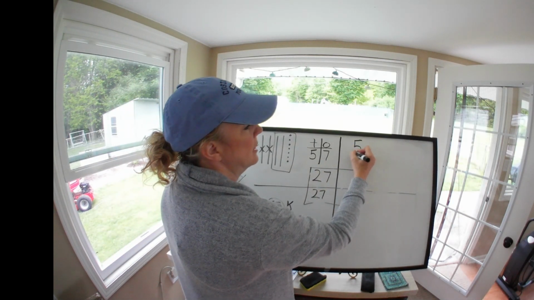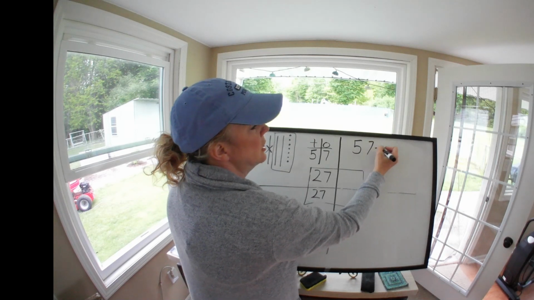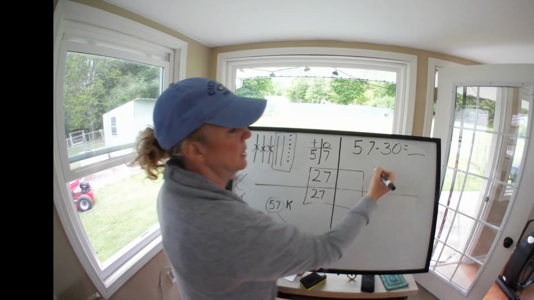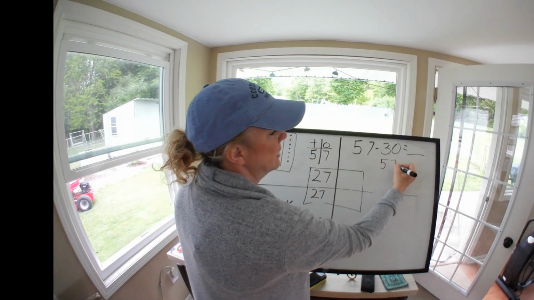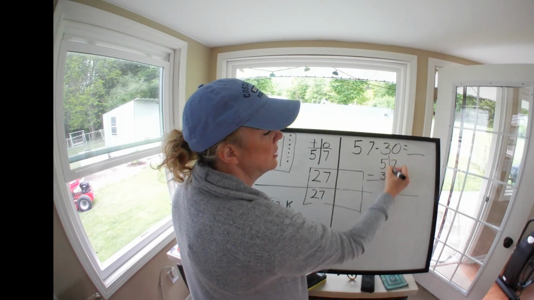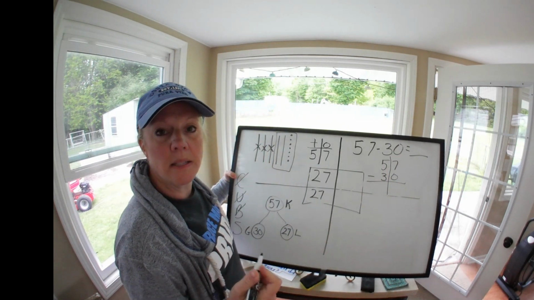She started with 57. She took out 30. And again, I'm going to rewrite the problem. So I'm going to write 57. This time it's minus 30. And what I'm going to do is I'm still going to draw a line down the middle so that you recognize the tens and ones.